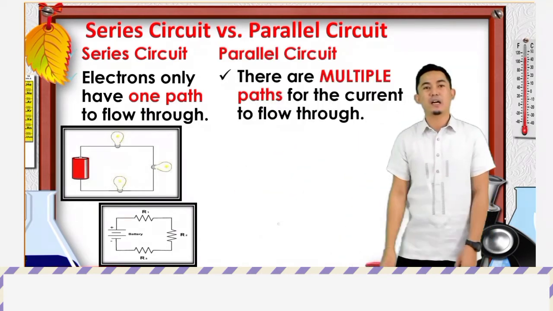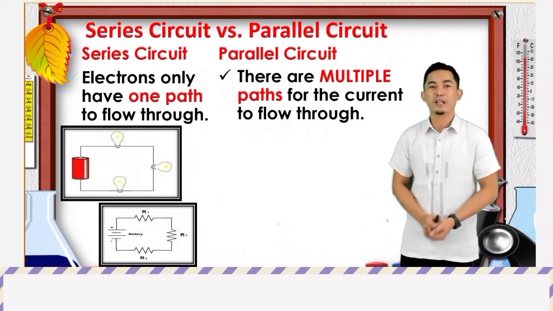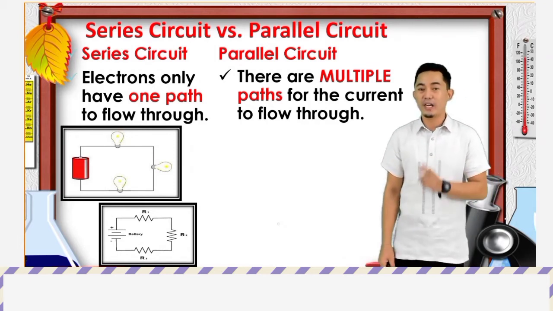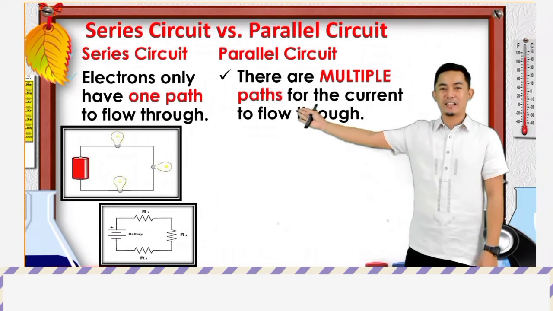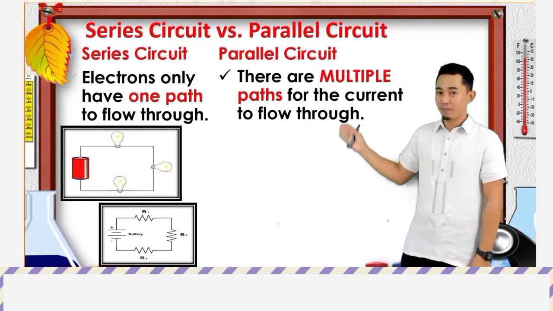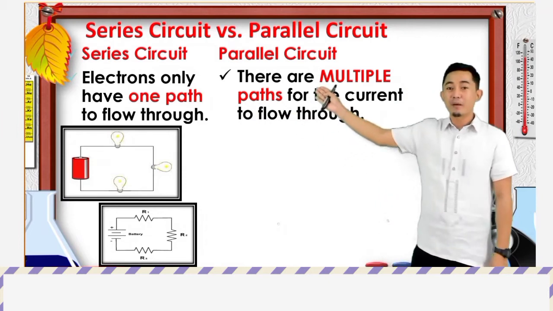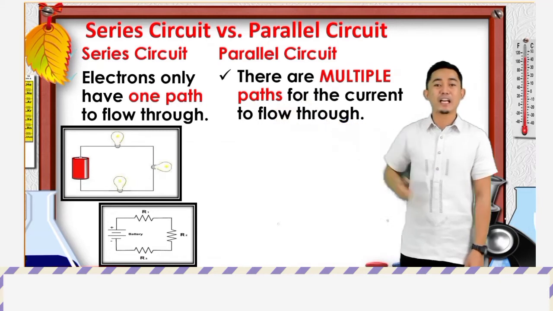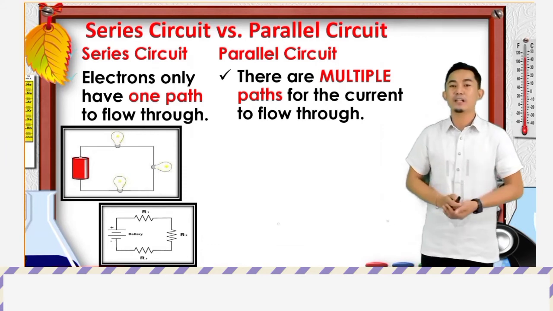So let us proceed now to parallel circuit. How about in parallel circuit? When we say parallel circuit, there are multiple paths for the current to flow through. Here I highlighted the words multiple paths. Do not forget to take down notes. For the series, may I mention again, it has only one path, while the parallel has multiple paths for the current to flow through. Now, sir, what are the examples of the diagram for this parallel circuit?